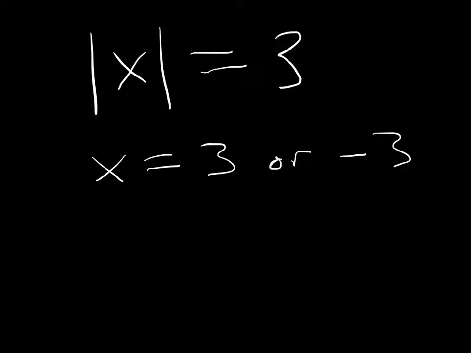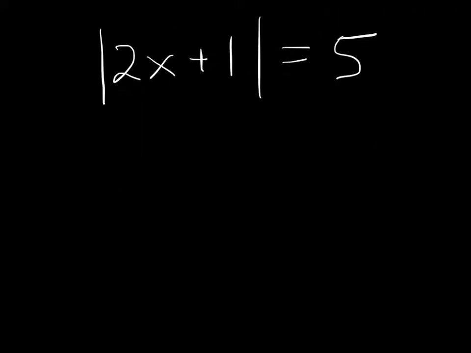Remember, it's the distance a number is from 0 on the number line. And both 3 and -3 are 3 spaces away from 0. So it turns out for absolute value equations, we should always have 2 answers.